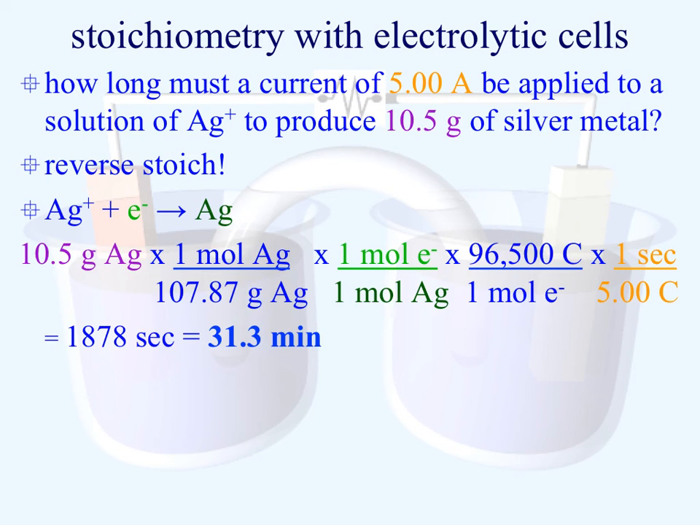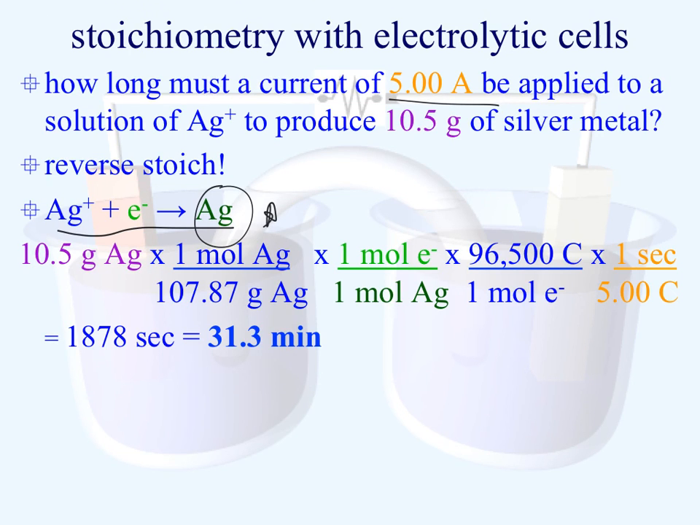Let's do another problem. How long must a current of 5 amps be applied to a solution of Ag plus to produce 10.5 grams of silver metal? Basically we're just doing the reverse process of what we just looked at. In this process, to bring Ag plus to oxidation state 0, or Ag solid, we need to reduce it with 1 electron. This will allow us to get some of our conversion factors.